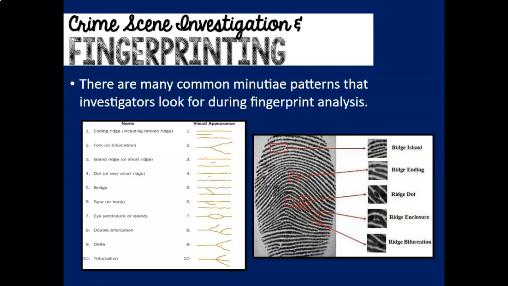So some minutia patterns that they're looking for, these are some common ones, right? You have a fork, an island ridge, a dot in the middle, and you can see on the right-hand side where all of those pieces are in the actual fingerprint. They are small. Think about your fingerprint. It's kind of small, right? So it takes a lot of effort to be able to identify these patterns, but you guys are going to be practicing this in class.